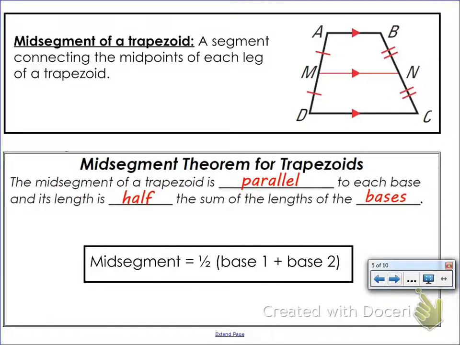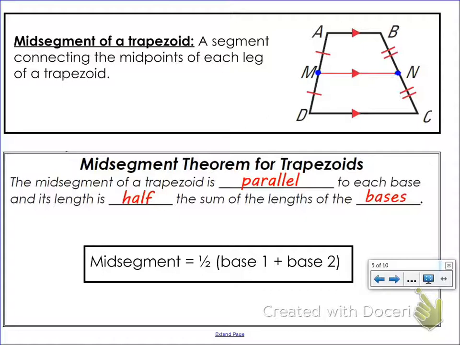The next topic we're going to talk about is something called a midsegment in a trapezoid. And a midsegment is exactly what it sounds like. It is a segment that connects midpoints of the legs of my trapezoid. So if I have in this trapezoid up here, trapezoid ABCD, M is a midpoint of AD, and N is the midpoint of BC. If I connect those two segments, I get segment MN, which is considered the midsegment.